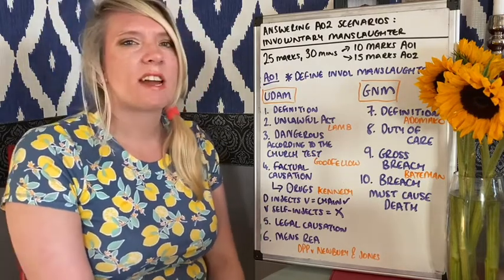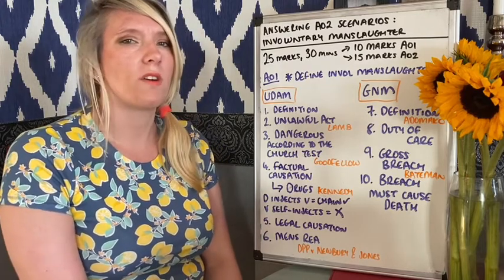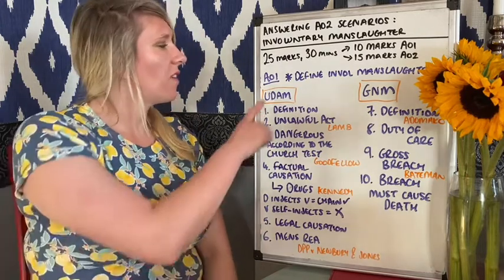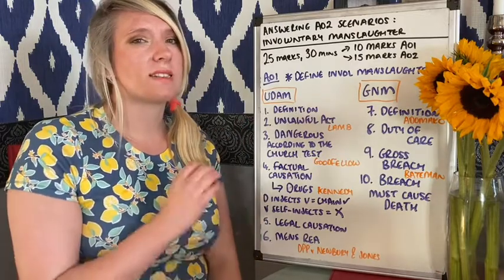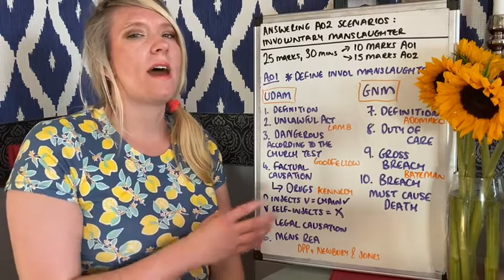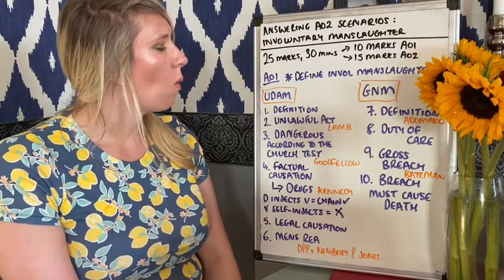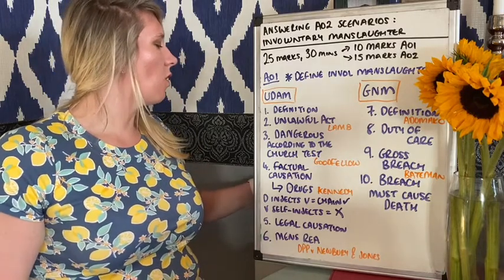The way that I would recommend structuring your answer here is to deal with all of the AO1 first. And it's perfectly fine for you to do a heading to show the examiner that's your plan. Talk through the AO1 and then deal with the AO2 afterwards. So what is it that we're actually looking for?